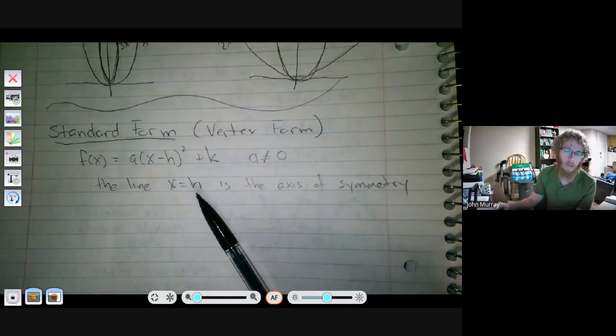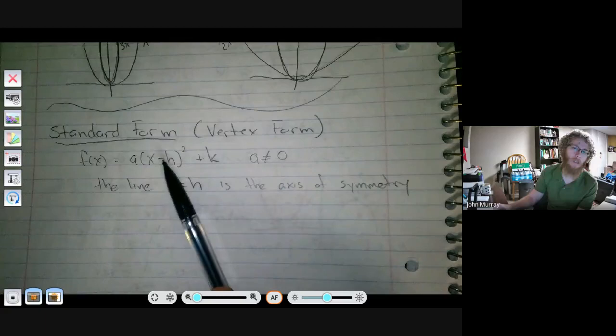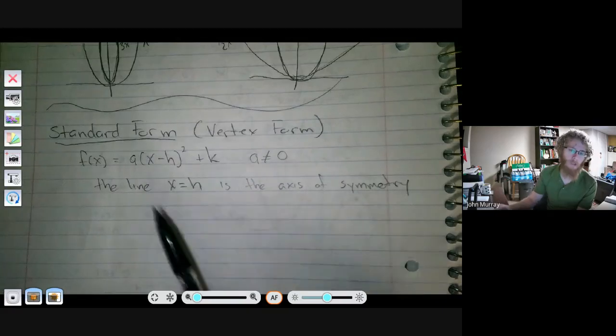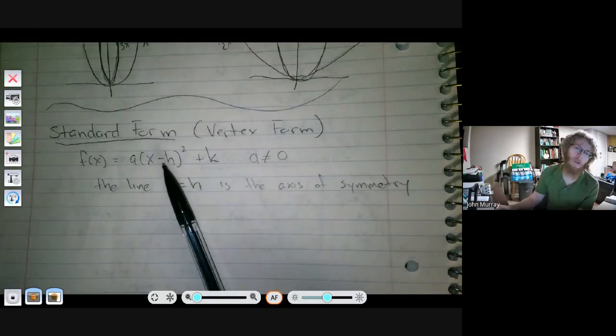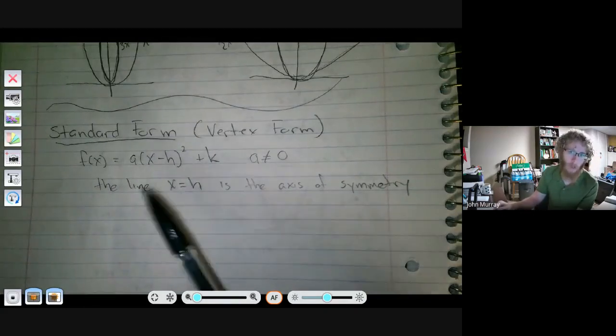Kind of like how in geometry, when you did translations, if you moved left or right, it was the opposite sign of whatever you were doing. So if you moved it right 2 units, it was x minus 2. If you moved it left 2 units, it would be x plus 2. Okay, so it's kind of opposite.